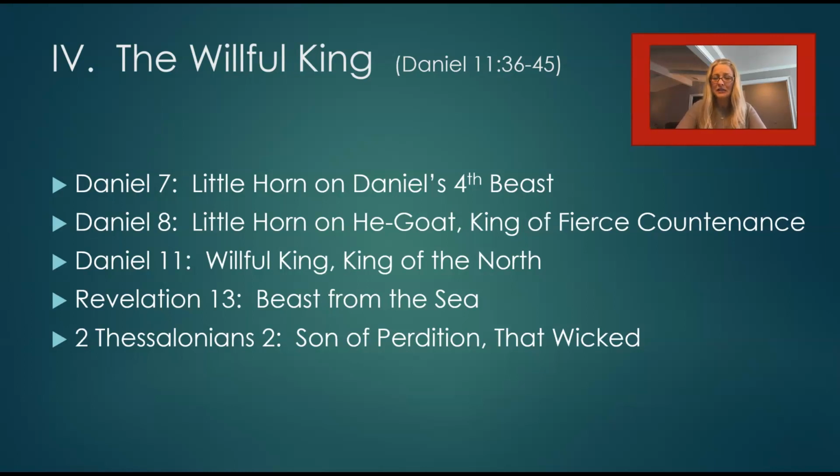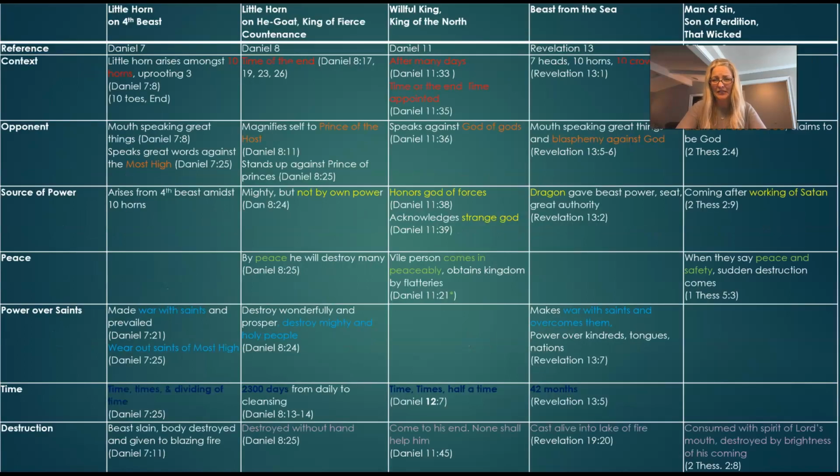Now, what I want to do is take a little bit of time to show you that the willful king has similar characteristics to the little horn on Daniel's fourth beast in Daniel chapter 7. He also is very similar to the little horn on the he-goat in Daniel chapter 8. That little horn was also referred to as a king of fierce countenance. In Daniel 11, he's described as the willful king or the king of the north. He also has similar characteristics to the beast from the sea in Revelation 13, and the one whom Paul describes as the son of perdition or that wicked in 2 Thessalonians 2.